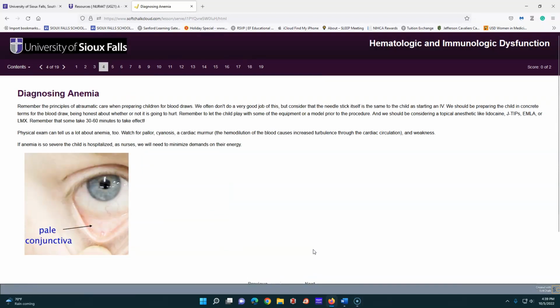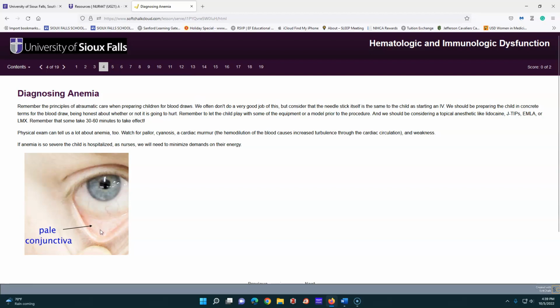So looking at diagnosing anemia, we kind of talked about all this before. So the first part here is just remember your atraumatic care. Try to be nice to kids, especially if we are drawing a lot of blood. On little kids, we can actually draw out enough blood with different labs and stuff like that we can make them anemic. So that's why this is in here. Look at your policy and procedure for your institution that you're in for how much you can draw, because we don't want to make our patients anemic.